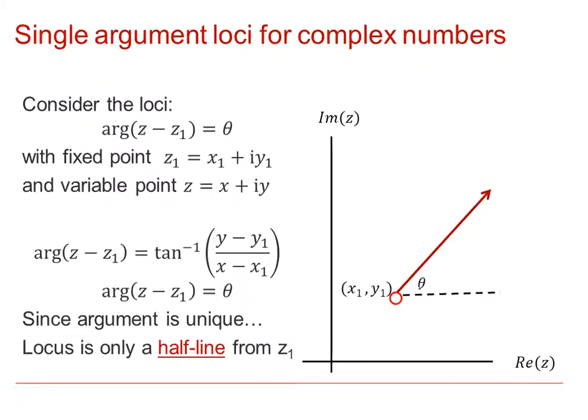So the only line that has a loci that fits the argument theta is the half line. Interesting little detail, the point itself, z1, is not part of the solution, so you can show that as an empty circle if you just want that little bit more information.